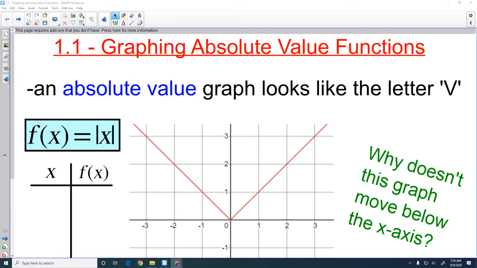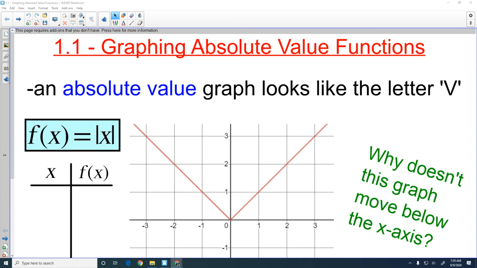In the blue box on the left there, I have this f of x equals, and then there are these two vertical bars surrounding the x. And those vertical bars, that's the absolute value symbol. It means we always take the positive value of a number that's inside there.